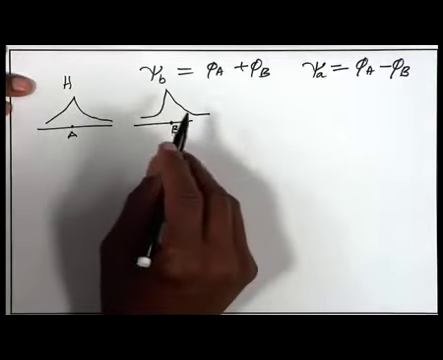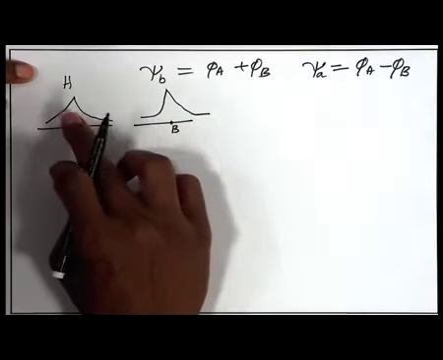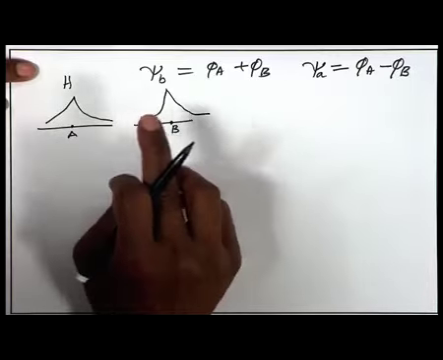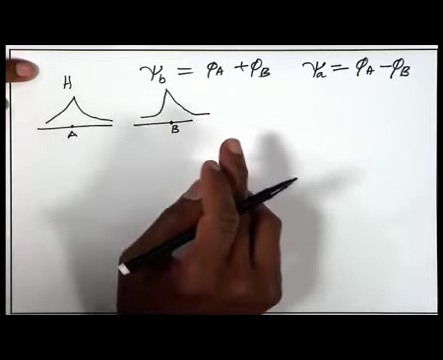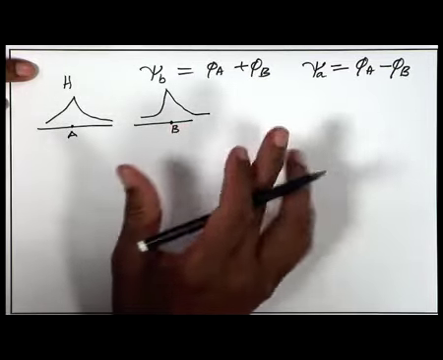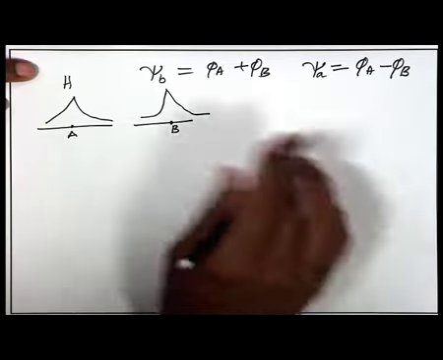When they combine, when they approach each other, there are two possible ways. Because the electron is treated as a wave, the wave has both positive and negative regions. So, when you combine two waves, there is a possibility for forming constructive interference as well as destructive interference.